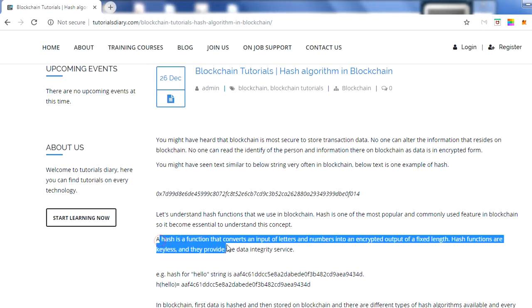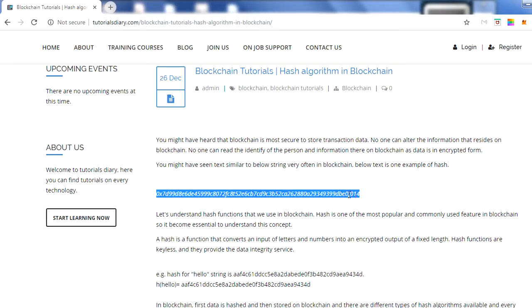A hash is a function that converts an input of letters or numbers into an encrypted output of a fixed length. Okay, so this length of hash will always be fixed. So suppose you give 1 KB of input or 10 MB of input or 1 GB of input, the hash will always be of fixed length. That looks magical, that looks very strange. For every kind of input, the hash length always remains fixed, right? So that is the magic or the beauty of the hash function.